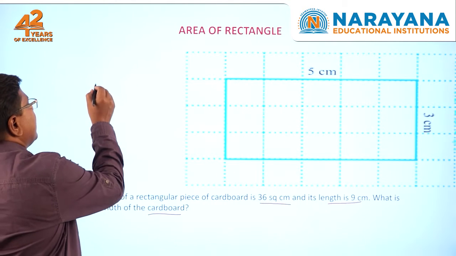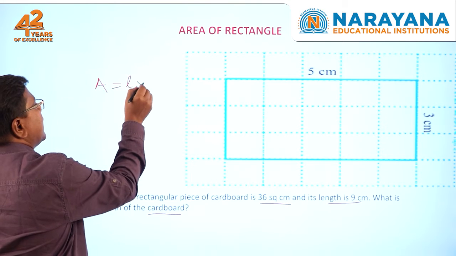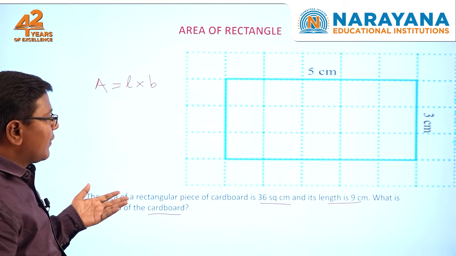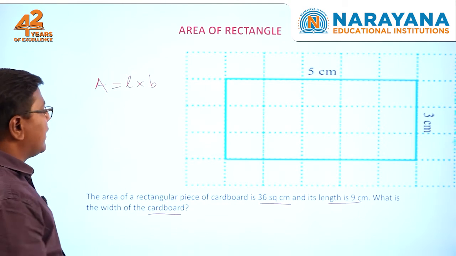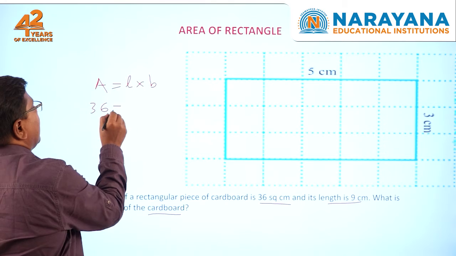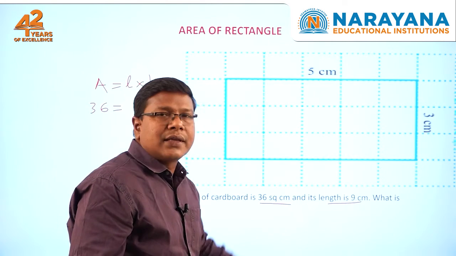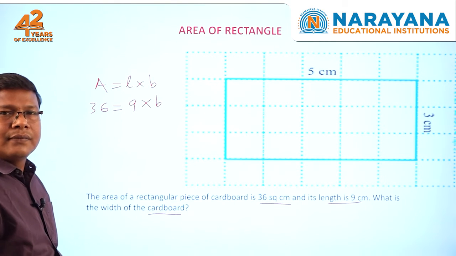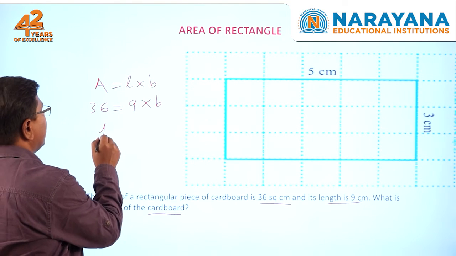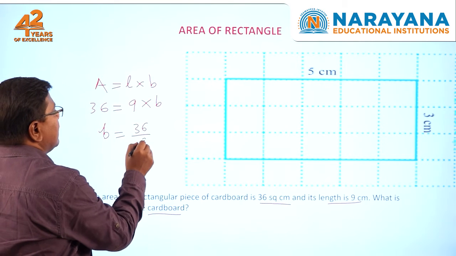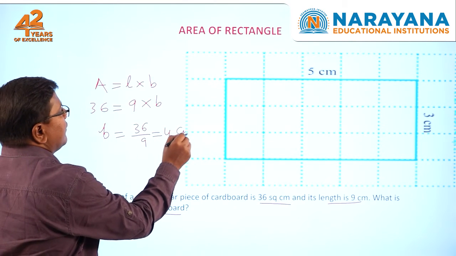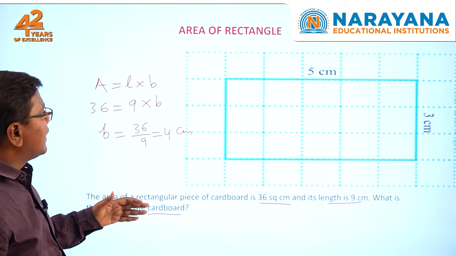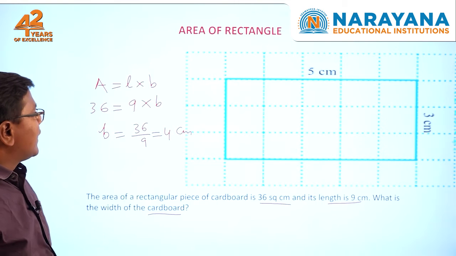So, the area of a rectangle we know as length into breadth, right? Among these 3 variables, what is given? The area is given, 36, and also its length is given, 9. We need to find its breadth. So, breadth is equal to 36 by 9, that is 4 centimeters. 4 centimeters is the breadth of this. Got it? This is about the area of a rectangle.